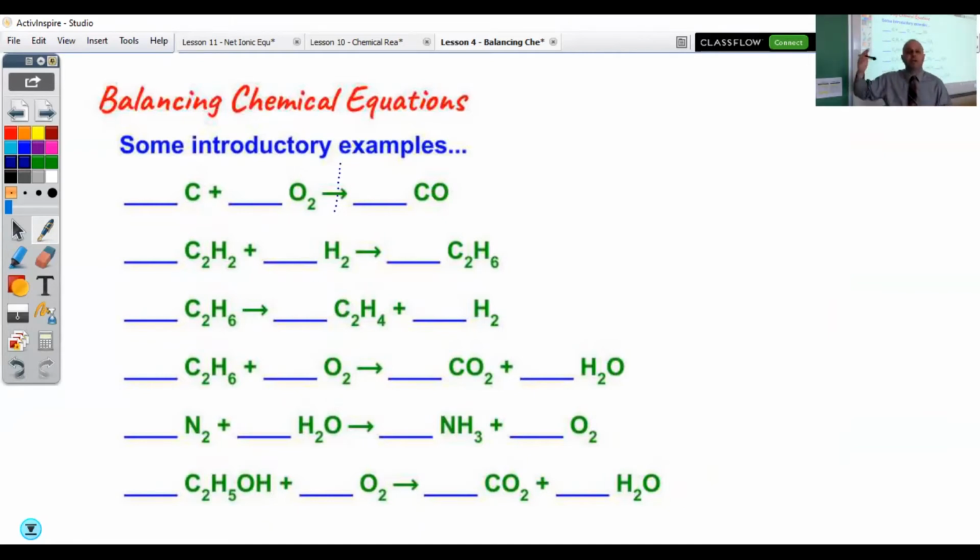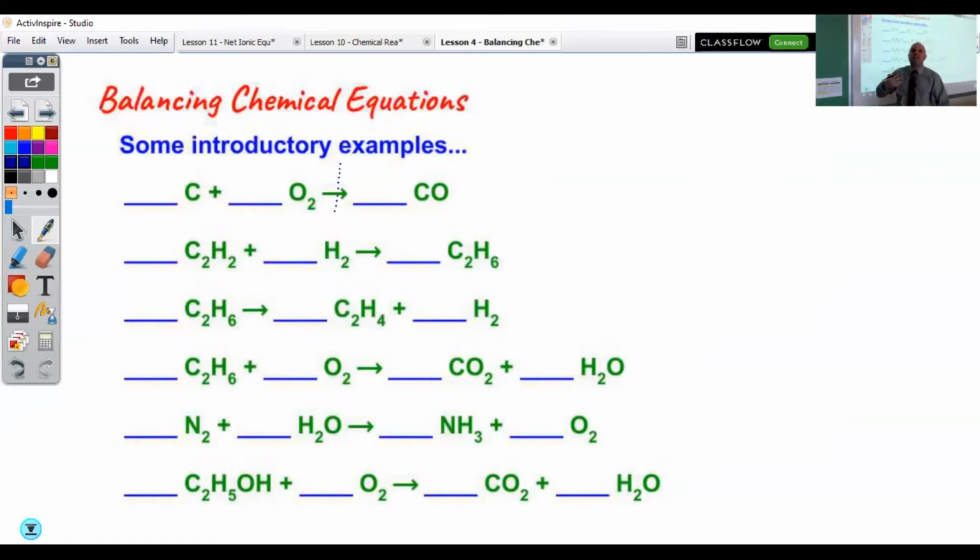So our arrow is what separates the reactants and the products. So our arrow is what is used to balance out an equation. On the left side of the arrow, I have 1 carbon. On the right side of the arrow, I have 1 carbon. On the left side of the arrow, I have 2 oxygens. On the right side of the arrow, I have just 1 oxygen.